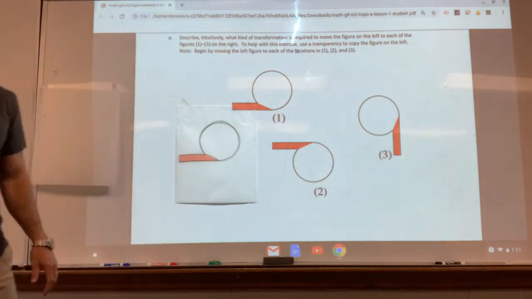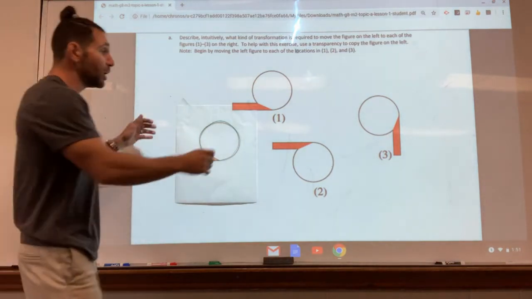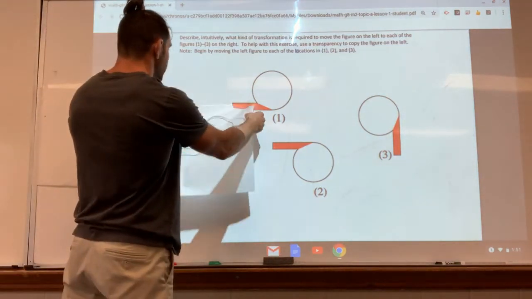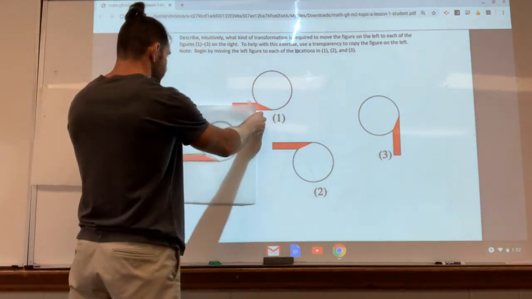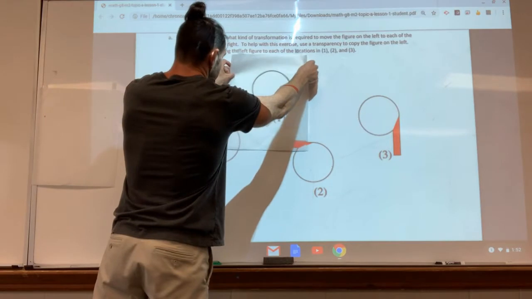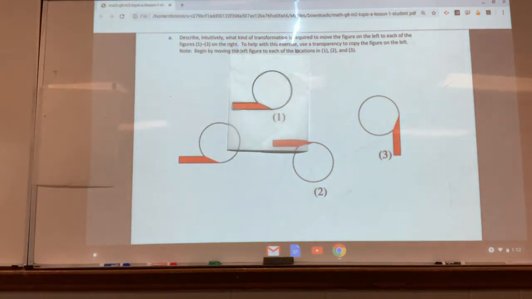What I've already done in the first video that didn't save for some reason is I drew an outline around this figure. I now have this figure on my tracing paper. So what do I need to do in order to get this figure up here? Well, if you say, hey, Mr. H, you just have to slide it up. Yeah, you're right.